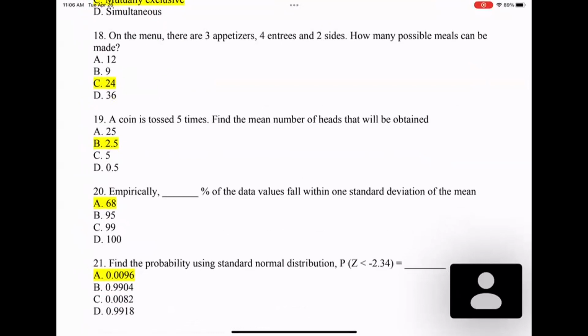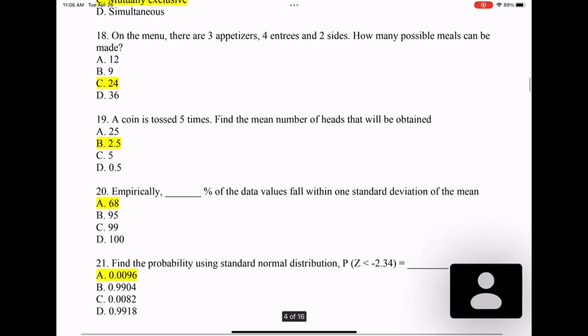Number 19, a coin is tossed 5 times. Find the mean number of heads that will be obtained. This is just a binomial problem. The probability of success is the probability of getting a head on one trial. And what's that? 0.5. So you have p is 0.5, n is 5. Just multiply the two and you get 2.5. How many tosses would it take to get a mean of 25? 50, yeah.